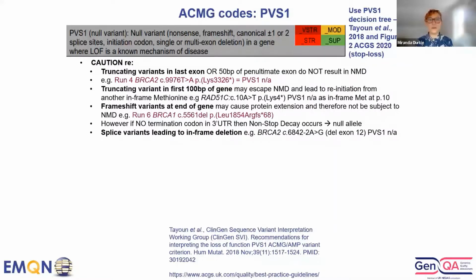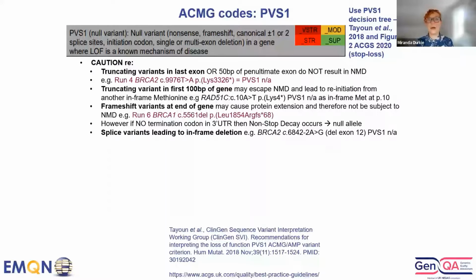So next, moving on to some splicing variants. And splicing variants can be very hard to predict. So you can get variants that lead to an in-frame deletion. For example, this BRCA2 -2A to G variant causes a deletion of exon 12. That's an in-frame deletion, but more importantly, we know that that exon is functionally redundant in BRCA2 and therefore is not required for normal protein function, and therefore PVS1 would not be applicable in that case.